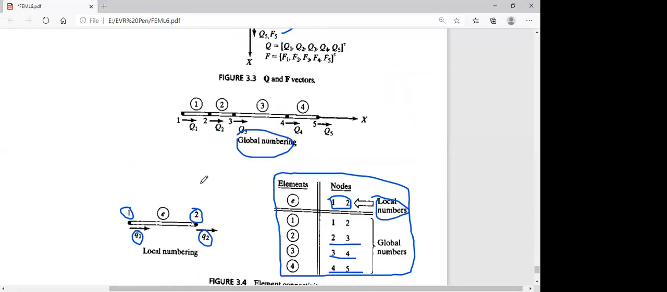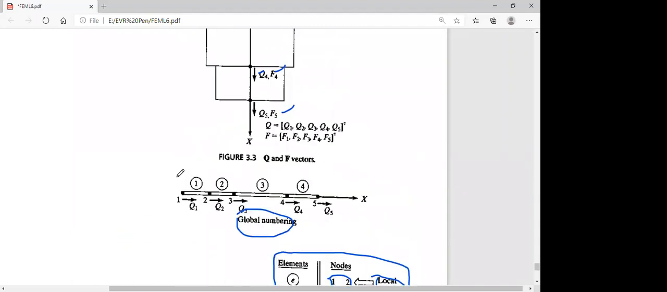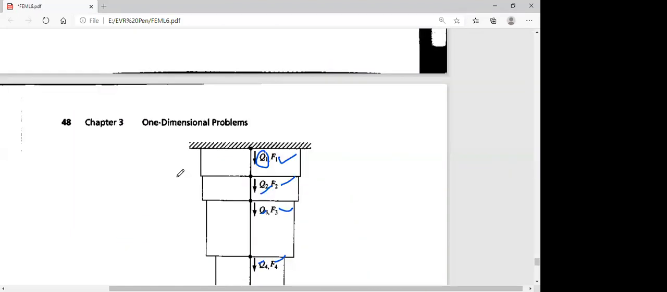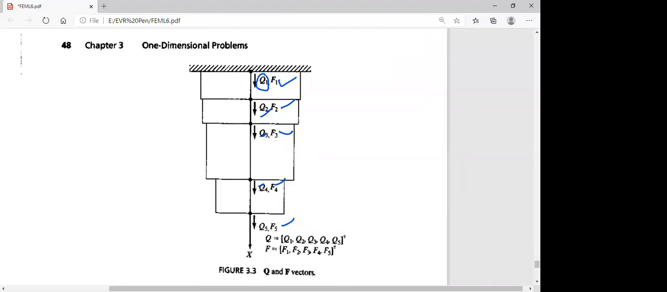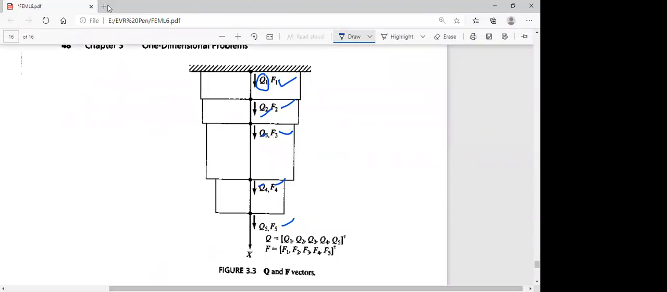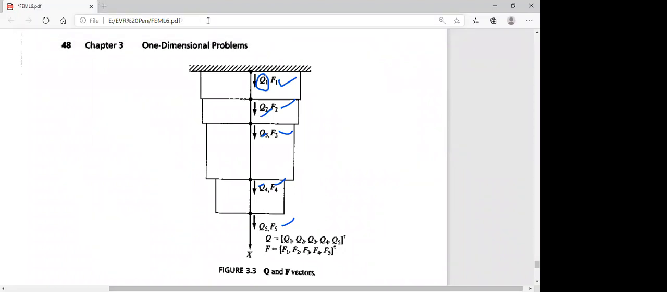In the next class, I will discuss the element shape functions, stiffness matrices, strain displacement relations, and stress strain relations. So this is about finite element modeling of one-dimensional problems. Do you have any problems? Please ask.